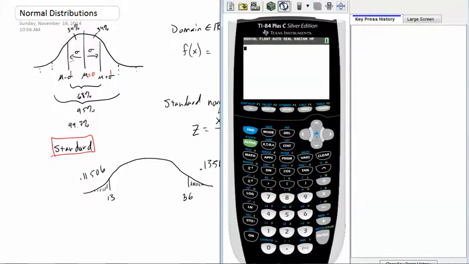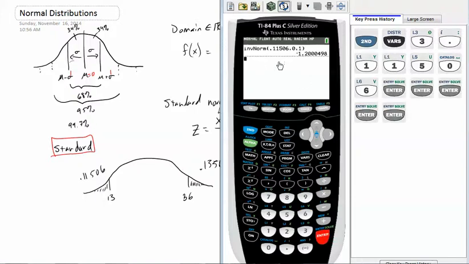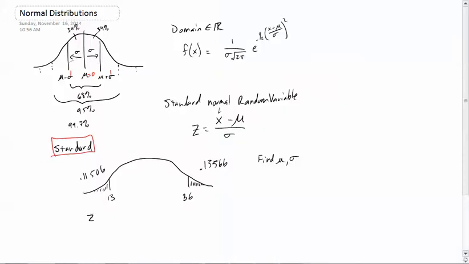On our calculator, we're going to go into distribution, and we'll go to inverse norm, which is number 3. And for the area, I'm going to start with this one, the 0.11506. And for the standard normal, it's 0, 1 for the mean and standard deviation. And so we can then paste and get our answer, which is negative 1.2. So for this one, the z-score equals negative 1.2.